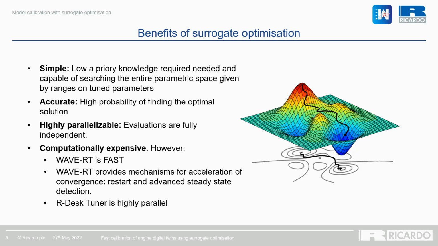Global methods are computationally expensive, typically requiring large numbers of evaluations. And let's recall, every evaluation includes running an engine digital twin for sufficient time for it to reach a statistically stationary state at a given operating point.